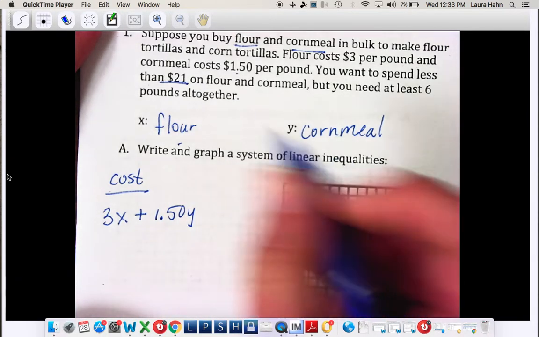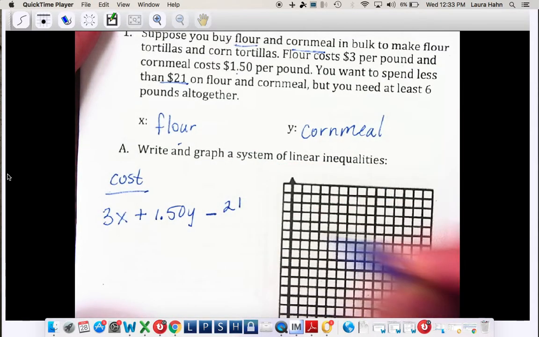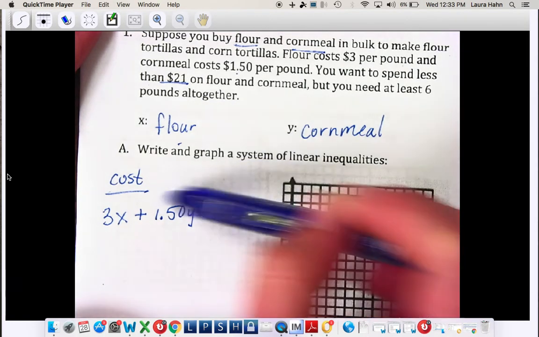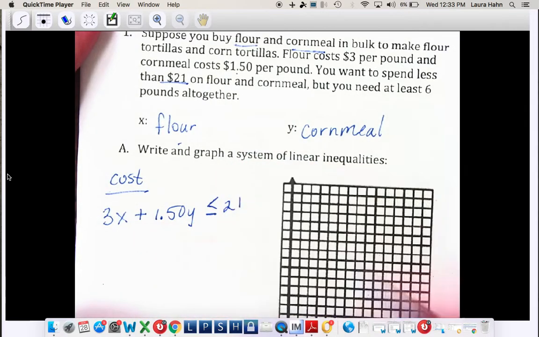Okay, well, I know I have no more than $21 to spend. Well, it can be equal to the 21. But if I don't have any more than $21, I want what I spend to be less than or equal to the amount of money I have. Okay, so let's work at solving this.